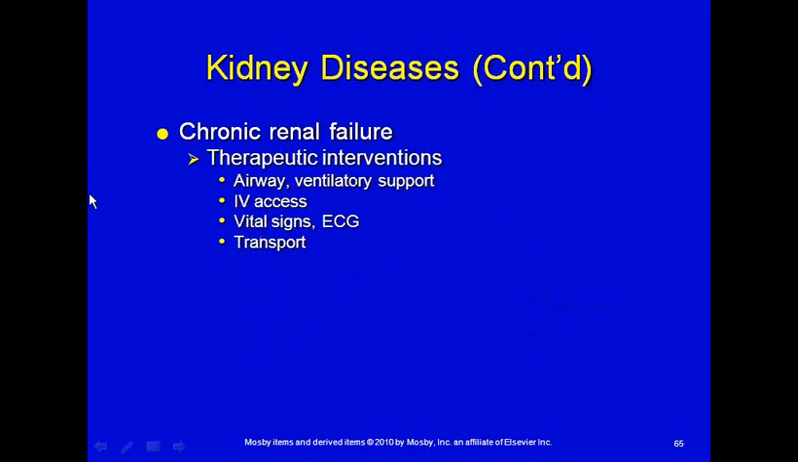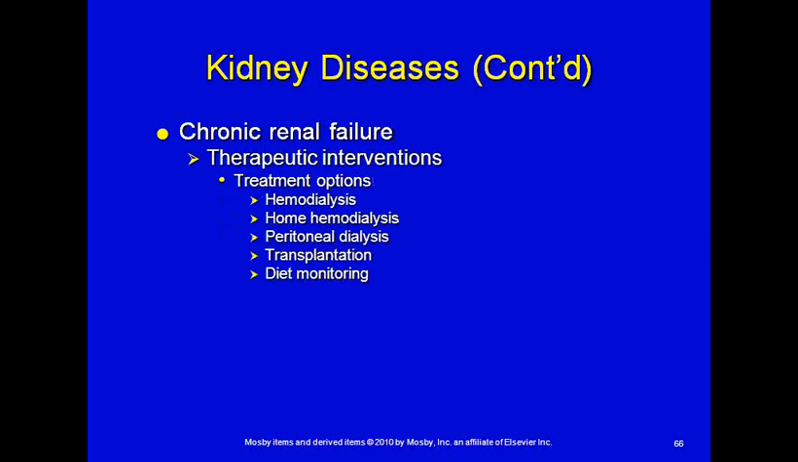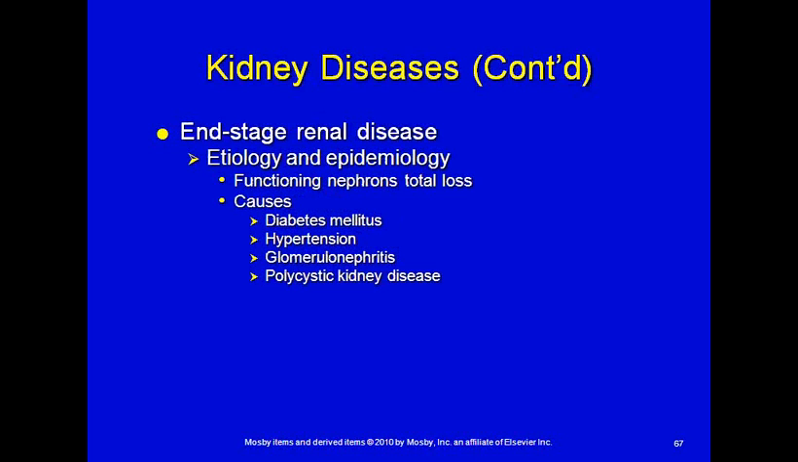Some therapeutic interventions for chronic renal failure: we'd like to get the kidneys working better, but we really don't have anything other than Lasix, and in these patients it's not wise to give them that. So airway, breathing, circulation, IV access, vital signs, trending the vital signs, and transport. What a person with chronic renal failure needs would be things like hemodialysis, and then either home dialysis or peritoneal dialysis at home, kidney transplant, and diet monitoring.